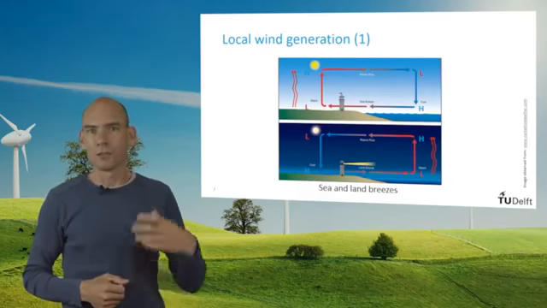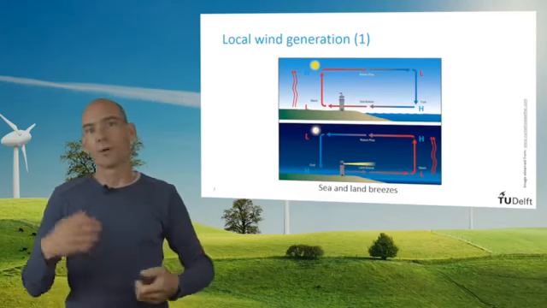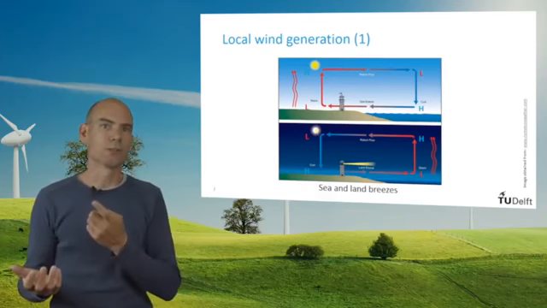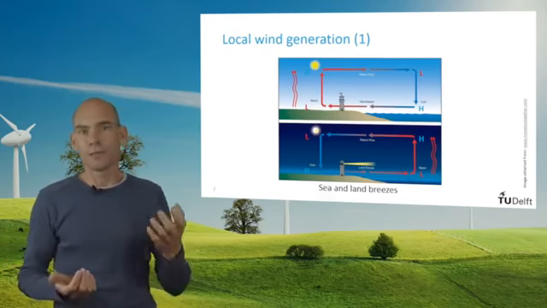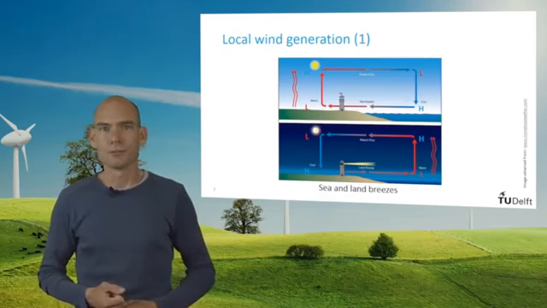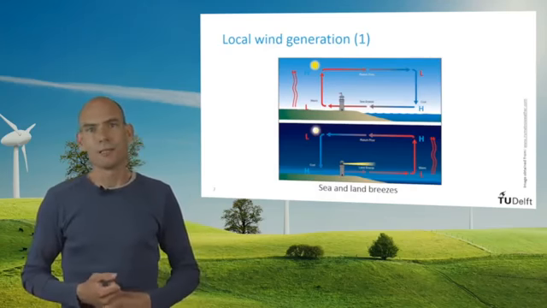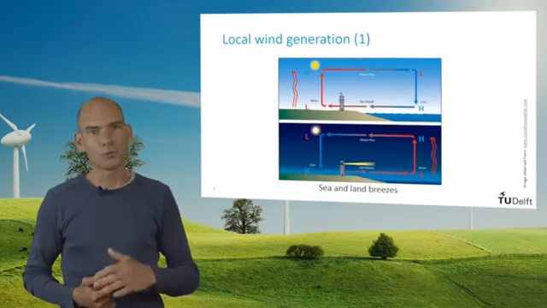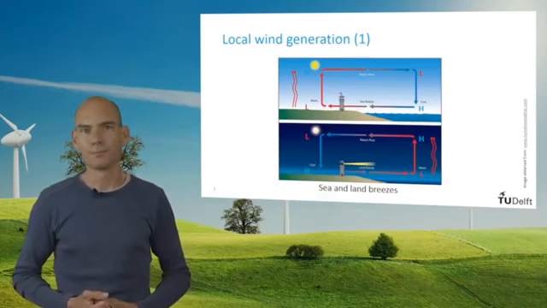At night, the Earth's surface cools down, while the sea keeps the same temperature, and we get a reversal in the pattern. You can recognize this pattern in the Netherlands. The sea breeze increases the predominantly westerly wind during the day, and at night the wind drops due to the reversed flow.